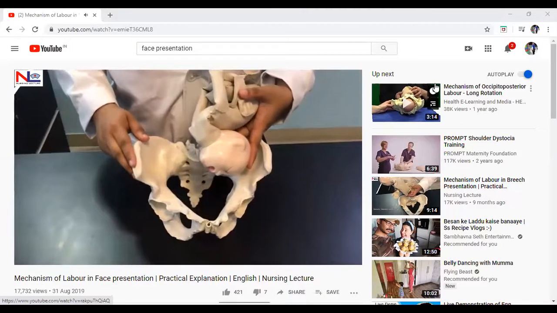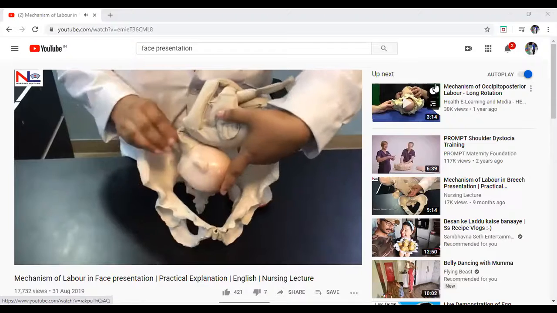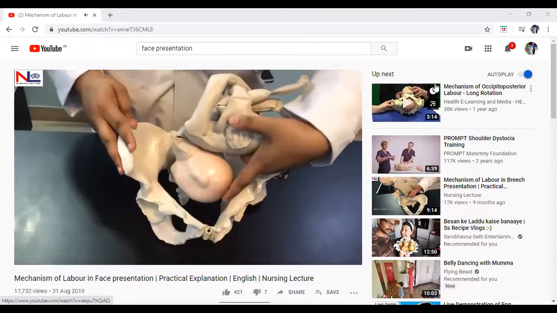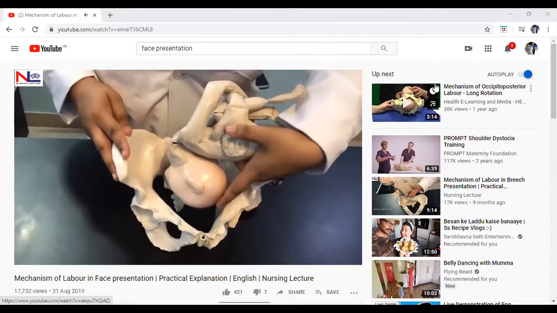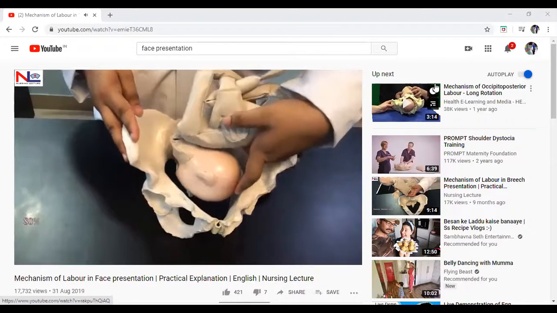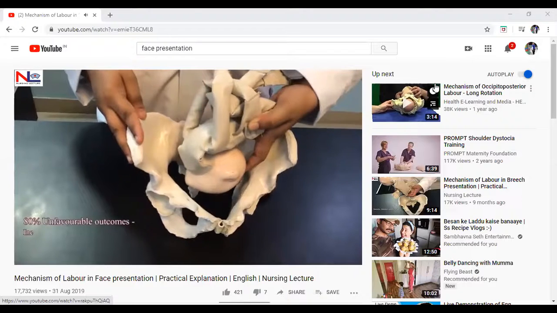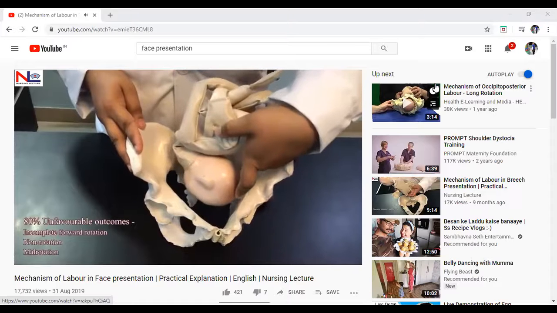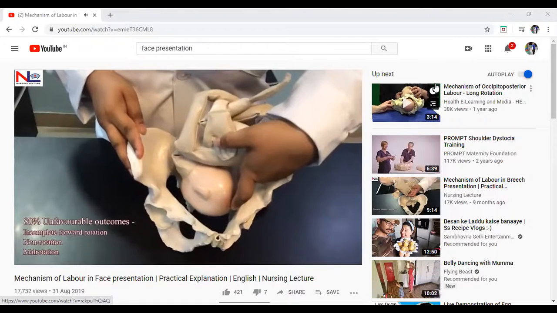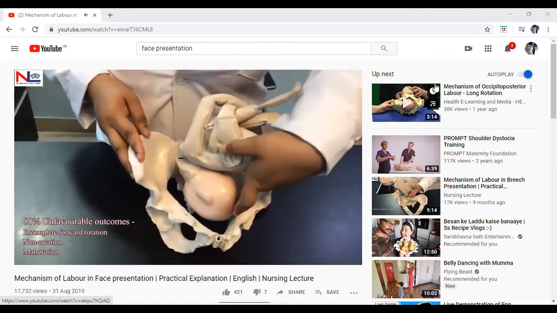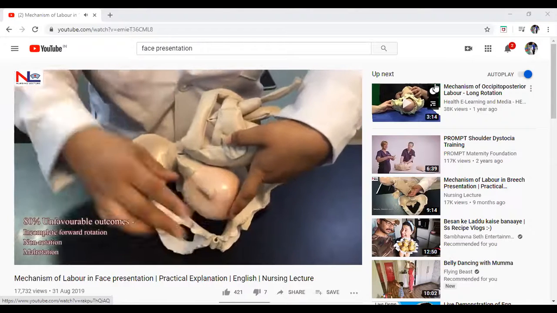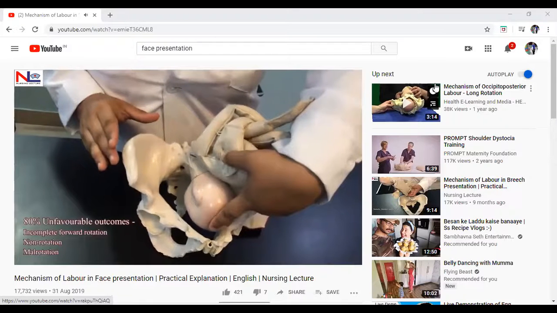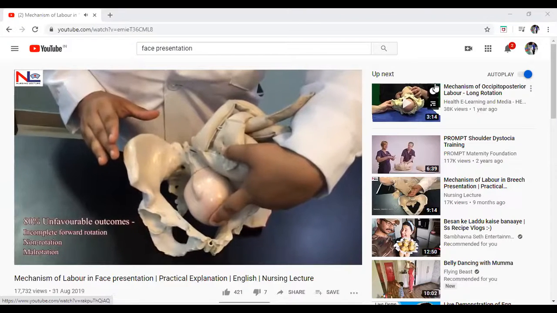Now comes the mechanism in mento-posterior position, and in the mento-posterior, the mechanism is the same as in occipito-posterior, in that three conditions occur. The first condition is incomplete forward rotation, in which the mentum rotates only 1/8 of the circle. The second could be non-rotation. It means there is no rotation and it becomes arrested in that position only. And the third one is malrotation, in which the mentum rotates posteriorly and comes in relation with the sacrum. And in all three conditions, vaginal delivery cannot be possible.